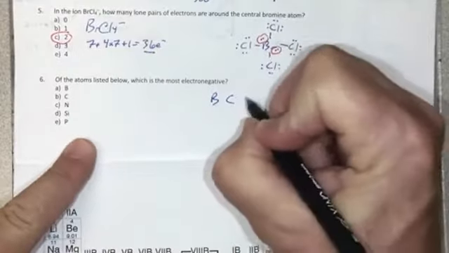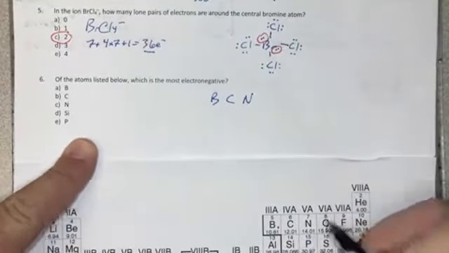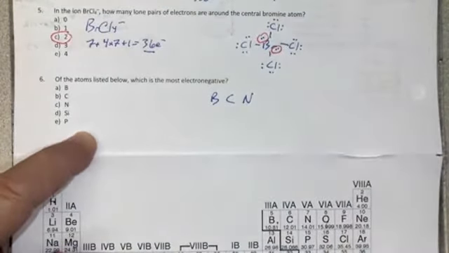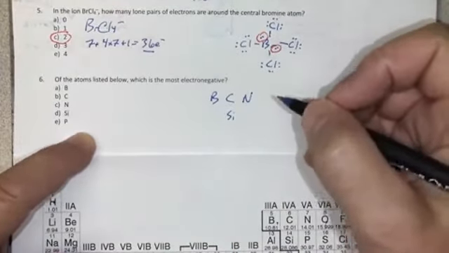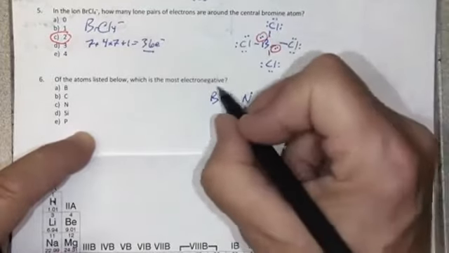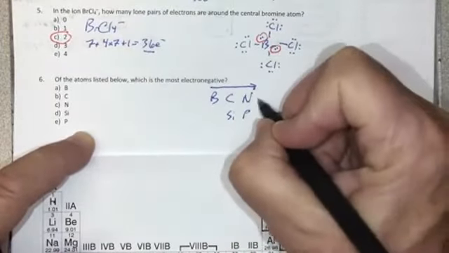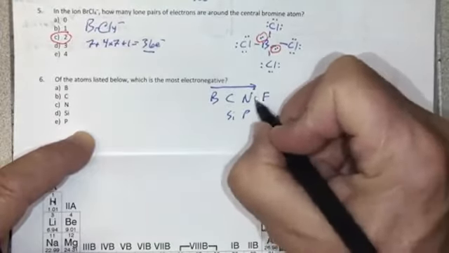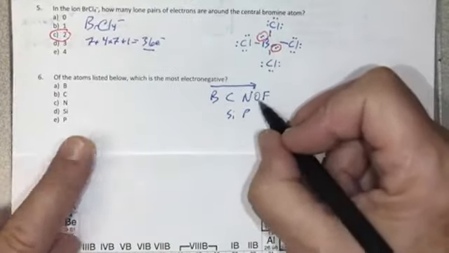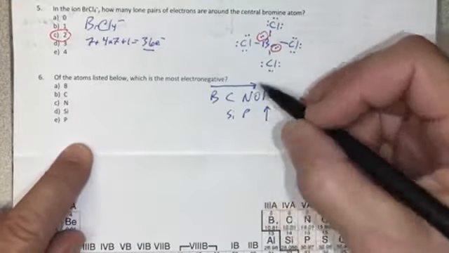We have boron, carbon, nitrogen. This is where they occur on the periodic table. And then silicon is underneath carbon, and phosphorus is underneath nitrogen. Well, electronegativity increases as you go across the periodic table toward fluorine, and increases as you go up toward fluorine. Fluorine is the most electronegative element. Oxygen is the second most electronegative element.